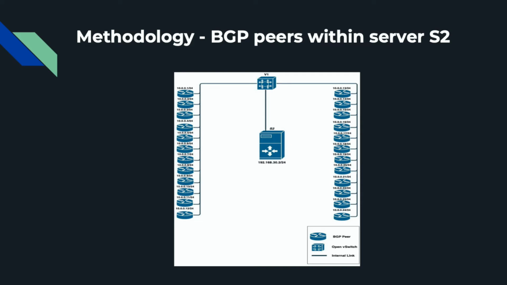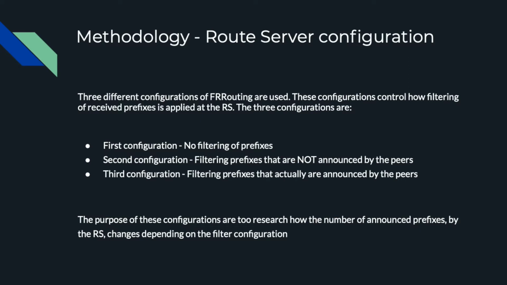As seen in the figure, each peer is connected to a virtual switch within the second server. The switch is in turn connected to a network interface on the server running FRRouting. The root server running at the first server is configured as follows.